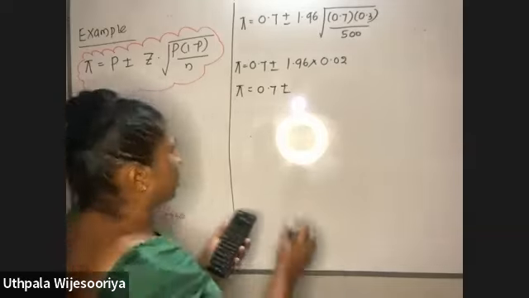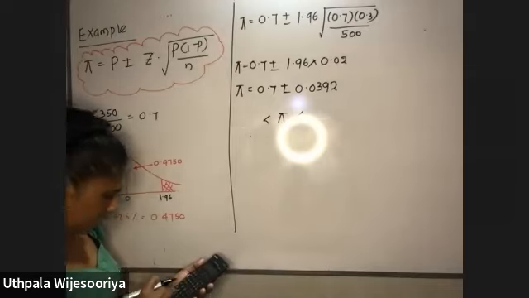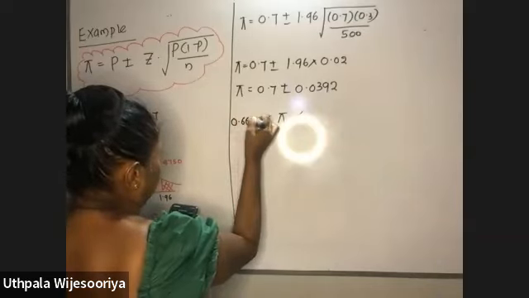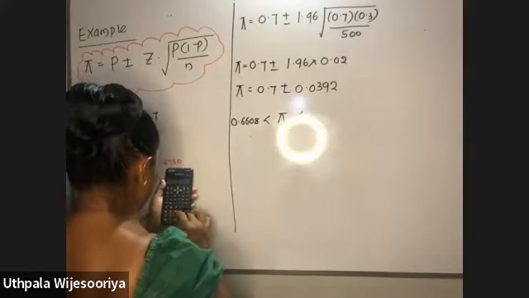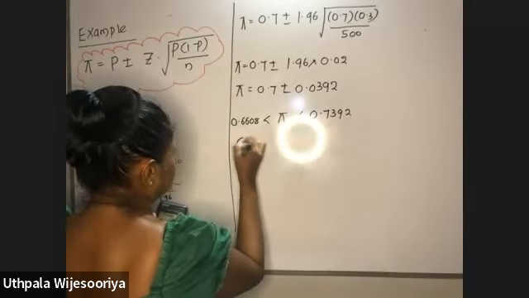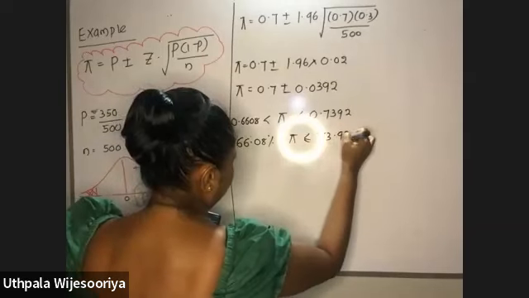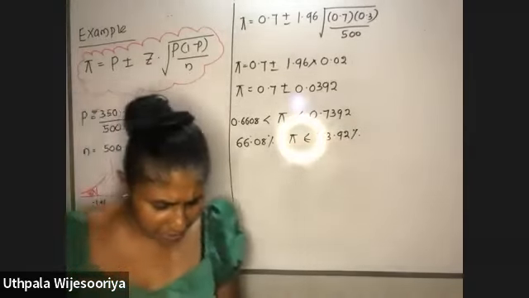That is 0.0392. 0.7 minus 0.0392 is 0.6608. 0.7 plus 0.0392 is 0.7392. As a percentage, 66.08% and 73.92%. This is the answer: 66.08 to 73.92.